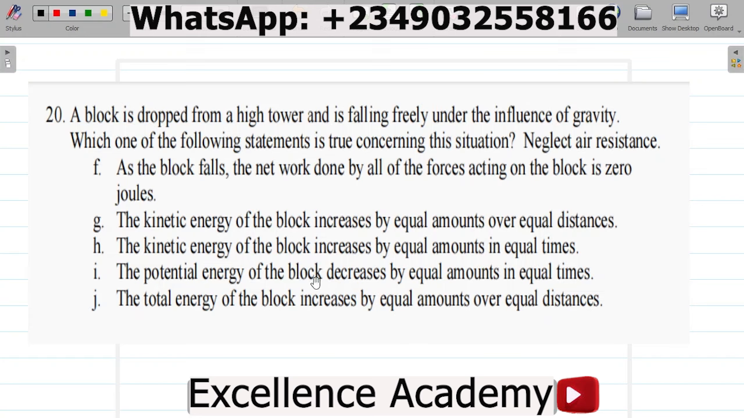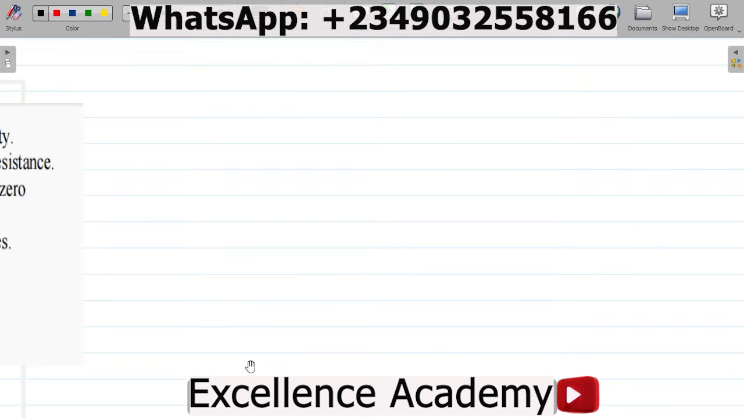So how do we solve this question? They mentioned something about kinetic energy, right? And the block is dropped from a tower and is falling freely under the influence of gravity. So the idea or the concept of solving this question would be to try to relate kinetic energy or perhaps potential energy with a block being dropped from a tower. The question will now be, what theorem or what law can we use to relate these two? And the idea here is simply the work energy theorem. Okay. So let's take down the solution to this question.